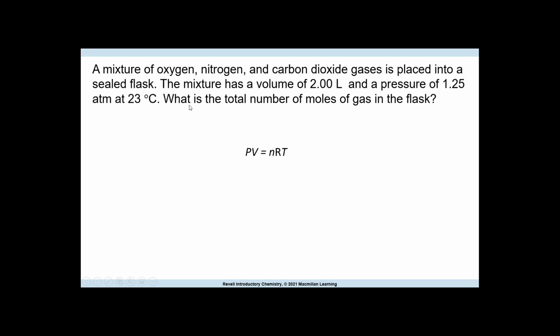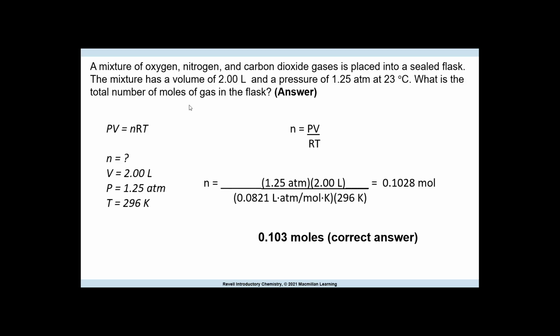A mixture of oxygen, nitrogen, and carbon dioxide gases is placed into a sealed flask. The mixture has a volume of 2 liters and a pressure of 1.25 at 23 degrees Celsius. What is the total number of moles of gas in the flask? So now we're going to isolate for moles. We're going to pull everything out, and then we're going to plug it in. And remember, it doesn't matter what the gas is. And in this case, it is telling us the moles.